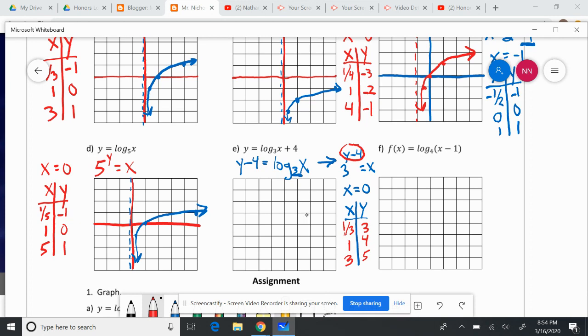What I'm going to do is just shift my x-axis so I'm able to get 5 in there. So I have a vertical asymptote at 0 again. I have 1/3 and 3. I have 1 and 4. And I have 3 and 5.